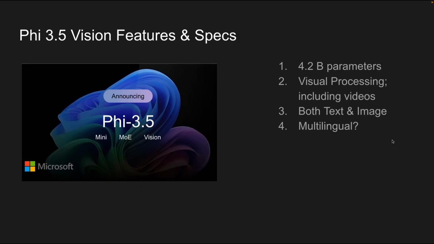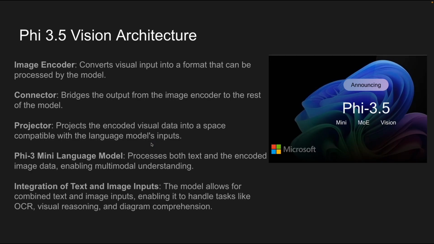Now, let's go into the Phi-3.5 Vision. Phi-3.5 Vision is a new small language model that is 4.2 billion parameters. It can do visual processing, including videos, and can handle both text and image. However, they haven't really talked about the multilingual capabilities of the model. This is interesting because the main feature of Phi-3.5 Mini and the mixture of experts is the multilingual support. On the Vision, on the other hand, I haven't found any traces about multilingual capabilities. When it comes to the architecture, I haven't found much information except for their description of it. They've said that they have an image encoder, connectors, projectors, and a Phi-3 Mini language model that processes both text and encoded image data. There's integration of both text and image inputs, so you can do OCR, visual reasoning, diagram comprehension, and many others.